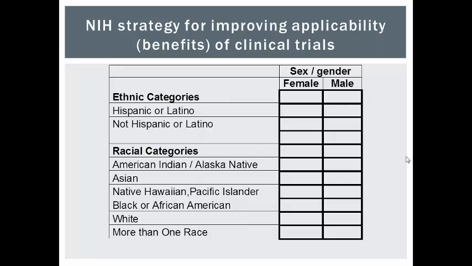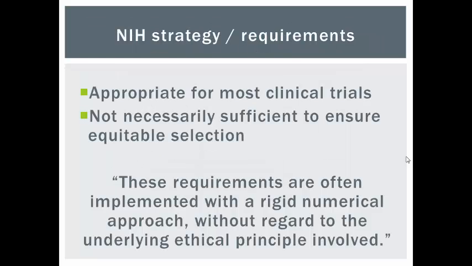So the purpose of this was to create some balance between the burdens and the benefits of drug clinical trials across groups that were known to differ in their responses to things and where we needed that information. So this table does have some usefulness in terms of equitable selection. It's appropriate for most clinical trials, but it's not necessarily sufficient to secure equitable selection in all research. And that's why we don't have that table on our IRB application, although many other institutions do. It's because that is not enough, especially for the array of research that we do, to make sure that we have justice in our studies. Again, OHRP says these requirements are often implemented with a rigid numerical approach without regard to the underlying ethical principle involved.